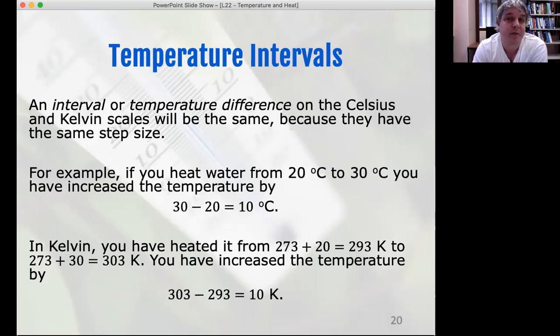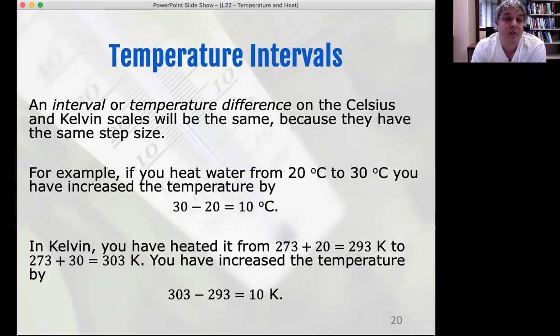If you heat water up from 20 degrees Celsius to 30 degrees Celsius, you've increased the temperature by 10 degrees Celsius. In Kelvin, if you convert both the initial and final temperatures to Kelvin, you've gone from 293 up to 303, which is still 10 Kelvin. So the step size is 10 in both scales.